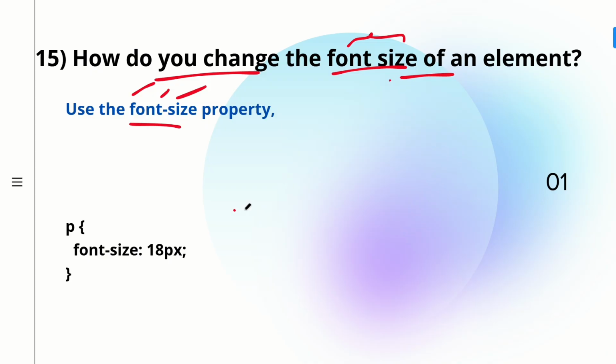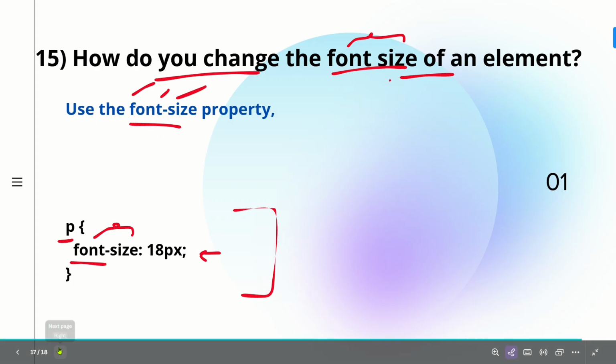In our code example, we can see here we have selected all the p tags of our page, and then we have given them a font size of 18 pixels. So font-size is the CSS property, how we can change the font size of our elements.